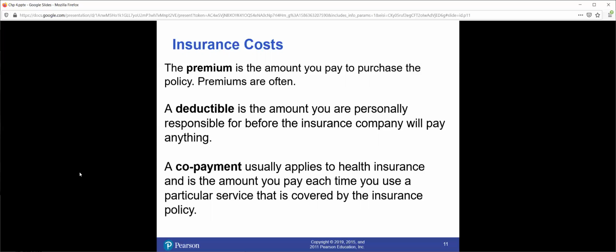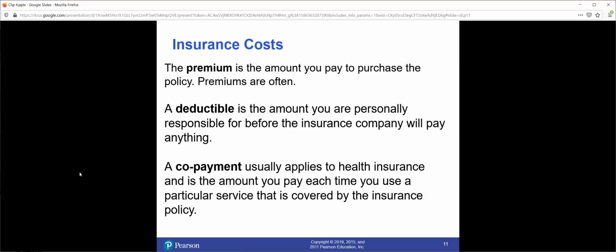keywords. Premium. The premium is often the amount you pay to purchase the policy. That's what it is. The premium is how much you pay each month for the insurance. A deductible is the amount you're personally responsible for before the insurance company pays anything. So you have a claim you file for your insurance. You have a deductible that you have to meet before insurance covers the rest. Very common in health insurance. You go to the emergency room, there's a deductible that needs to be covered by you before insurance will cover it. Usually the more your premium is, the less the deductible is.